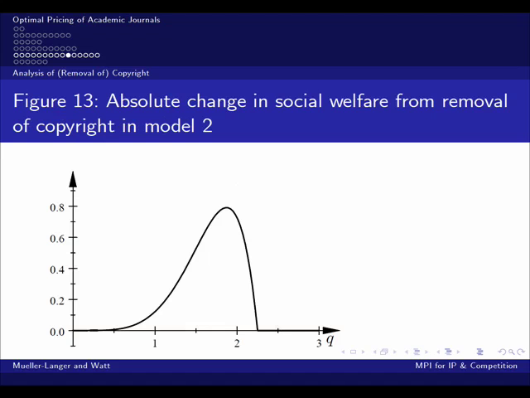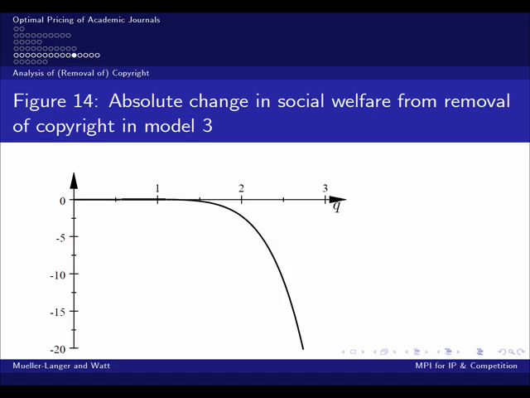Now, absolute change in social welfare. In model 2, we have a positive effect on social welfare from a removal of copyright for almost all quality levels. But for model 3, we have mostly negative absolute change in social welfare from a removal of copyright.